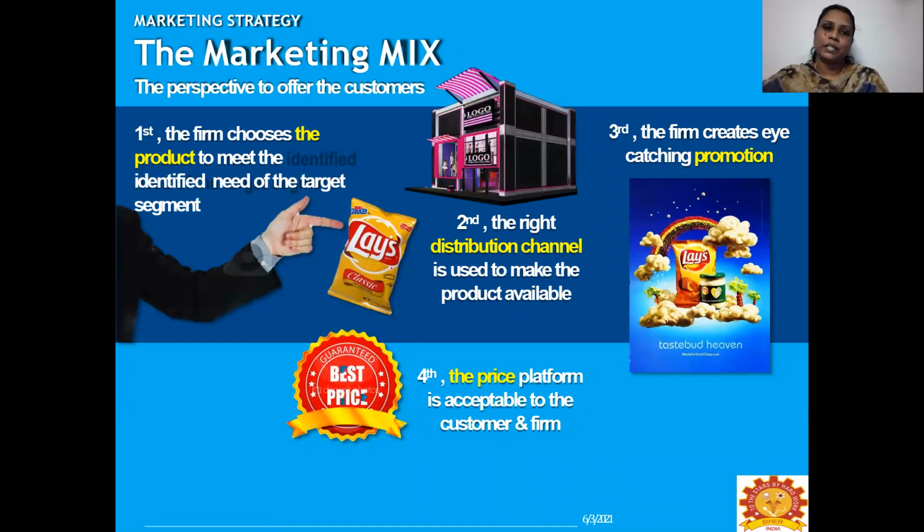What is marketing mix? The perspective that a company offers to the customers. What are the variables a company must control to successfully implement a marketing plan or a marketing strategy to enter the target market? Now, as we have seen in the core concepts of marketing, we saw about segmentation, targeting and positioning. And after you do the segmentation, targeting and positioning, you actually create a marketing plan and try to live out the marketing plan that you have created.